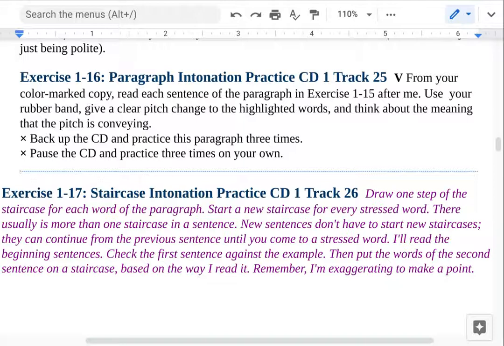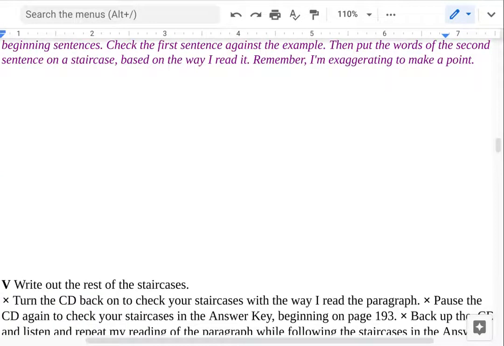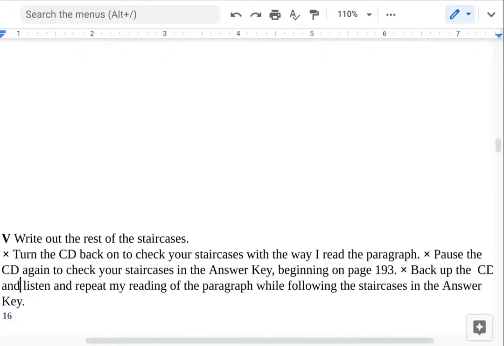I'll read the beginning sentences. Check the first sentence against the example. Then put the words of the second sentence on a staircase based on the way I read it. Remember, I'm exaggerating to make a point. Hello. My name is Anne. I'm taking American accent training.